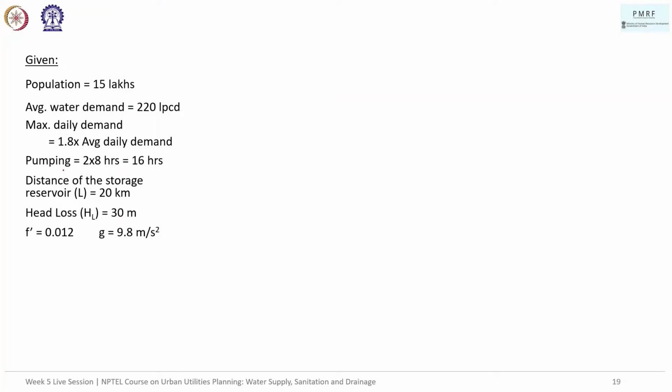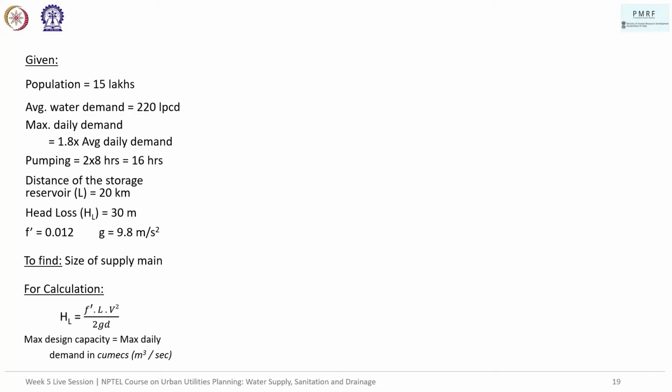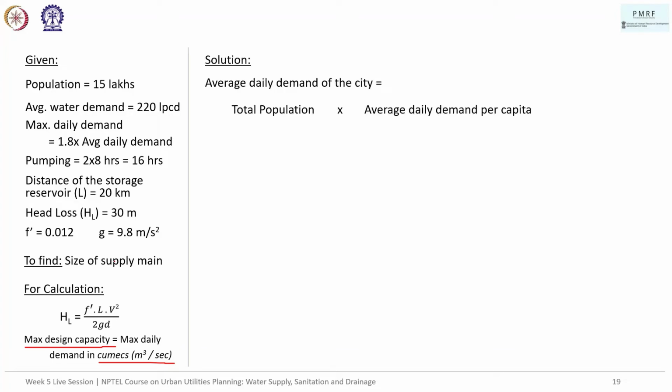So these are our given values. We need to find the size of the supply main, and for calculation we've been asked to use the Darcy-Weisbach formula. Similarly to the last numerical, we'll be taking the maximum design capacity as Qmax, in meter cube per second. First, we repeat the first part of the previous question. The average daily demand of the city is total population into average daily demand per capita. Total population is 15 lakhs, and average water demand is 220 LPCD, which comes to 330 million liters per day.